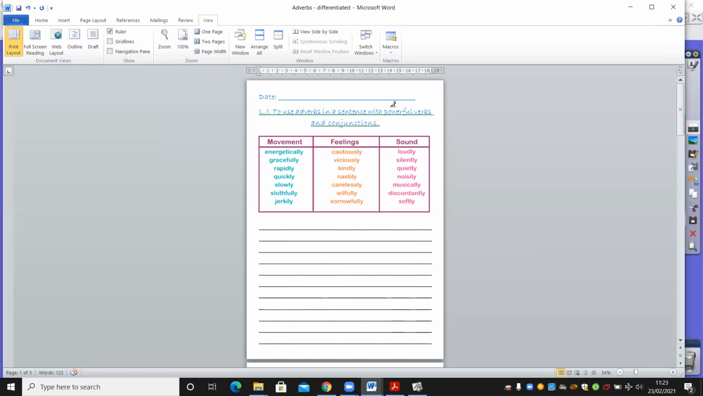Now, children, all of these tasks should be in your packet, but again, if they are not, then they will be attached to the tapestry post. So today, children, we are learning all about the adverbs which describe the verbs.